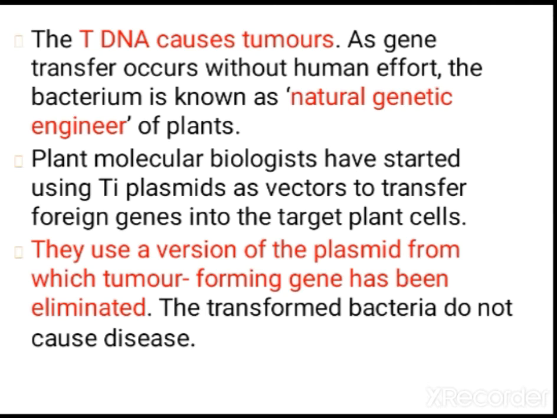Plant molecular biologists have started using TI plasmids as vectors to transfer foreign genes into target plant cells. They use a version of the plasmid without the tumor forming gene. So the tumor forming gene is eliminated. That's why the transformed bacteria don't cause disease, but can be used to transfer any other gene and successfully make changes in target plant cells.